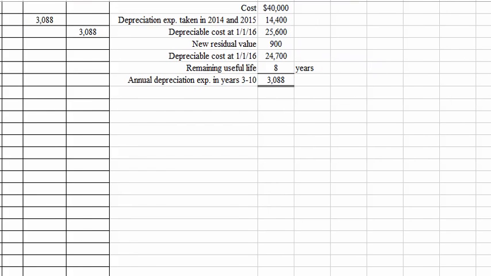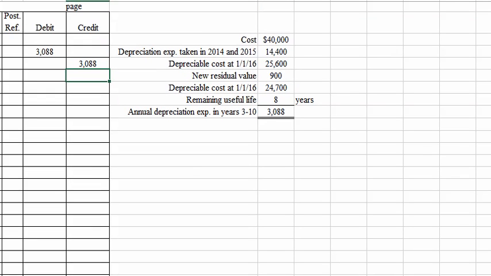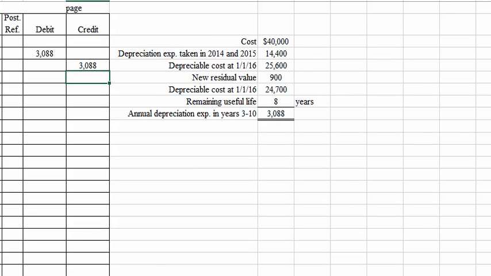I know we have our similar calculations above when we used straight line. But number 2 says, repeat requirement 1, assuming the company uses sum of the year's digits method instead of the straight line method. Okay, we want to do the same thing. So we'll start with our cost of $40,000.